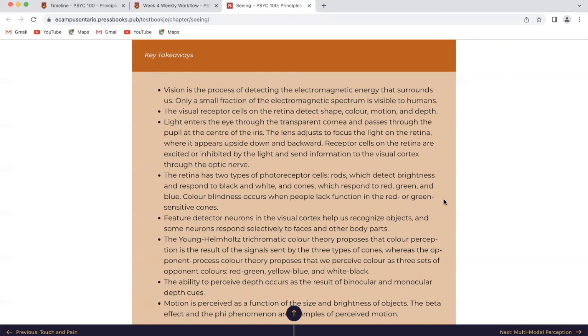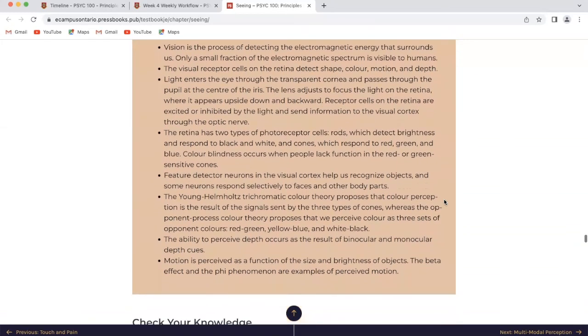The retina has two types of photoreceptor cells: rods, which detect brightness and respond to black and white, and cones, which respond to red, green, and blue. Color blindness occurs when people lack function in the red or green sensitive cones. Feature detector neurons in the visual cortex help us recognize objects, and some neurons respond selectively to faces and other body parts.